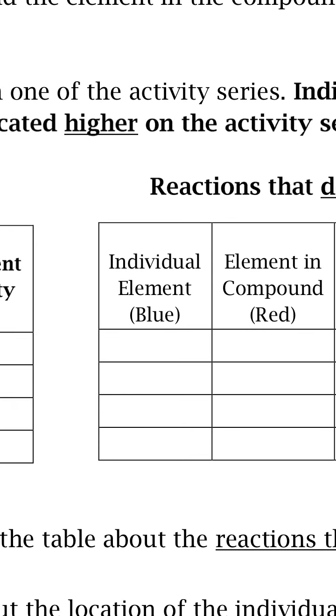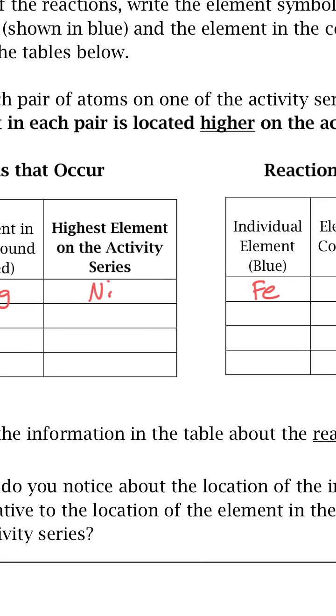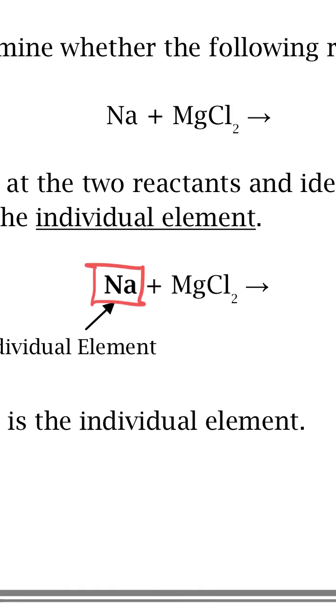The blue one was what? Fe. The red one was? I have to look back at that. Which one is higher? Mg is higher on my activity series. Fe stands for what? Iron. So next to iron, I would write in Fe. So you guys go ahead and fill in these charts. I'll flip back so you can see all the reactions. Fill in the charts. This is for the reactions that occur. This is for reactions that don't occur.